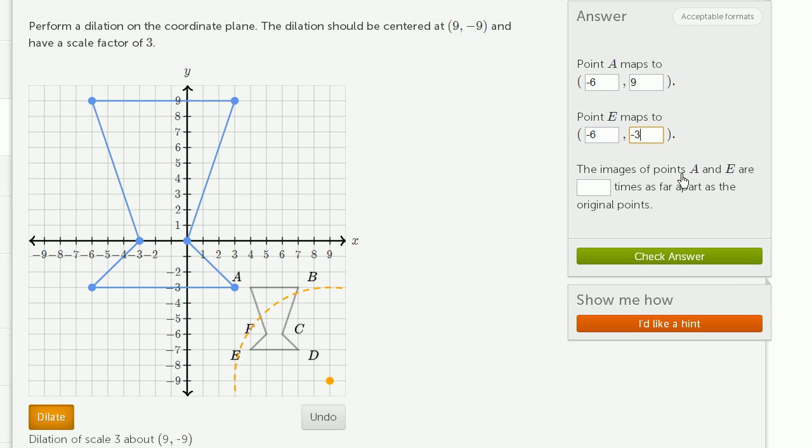The images of points A and E are 3 times as far apart as the original points. And they're 3 times further from our center of dilation right over here. You see, for example, the point E had an x-coordinate of 4, which is 5 less than the center. Now it is at -6, which is 15 less than our center of dilation. And the same thing is true for its y-coordinate. It was 2 more, and now after we mapped it, its y-coordinate is 6 more than our center of dilation. Got it right.